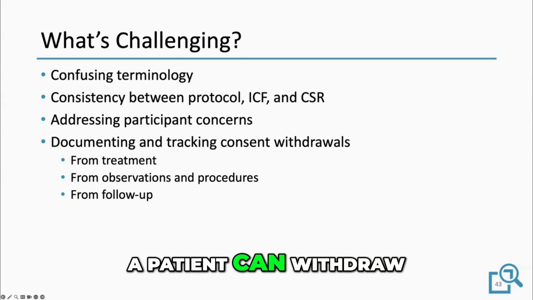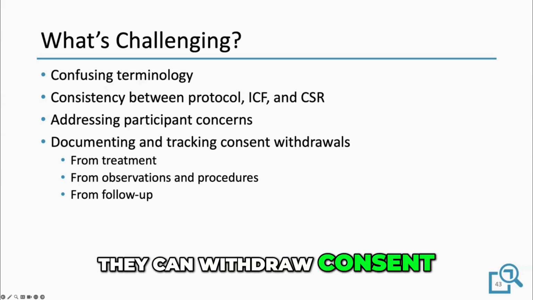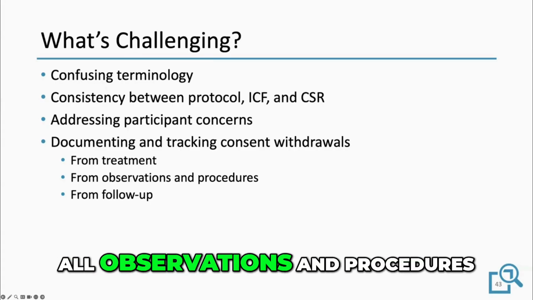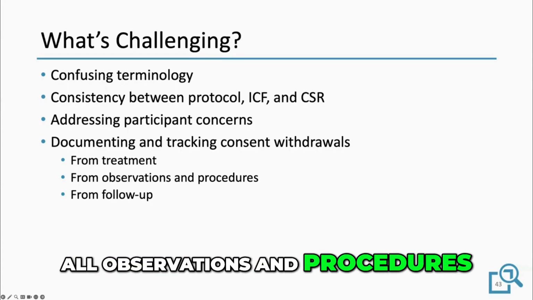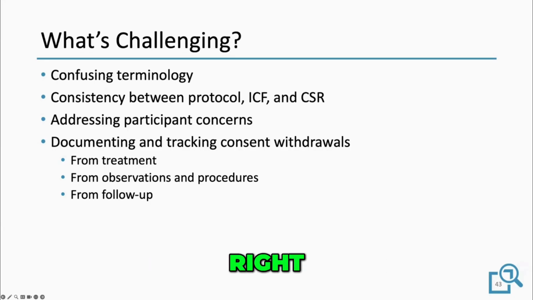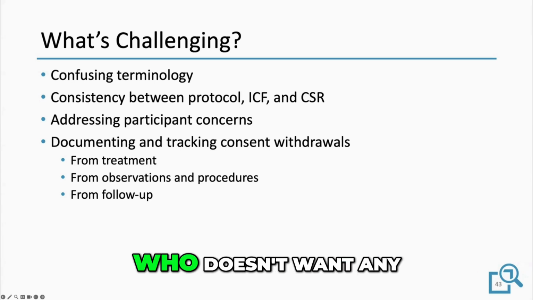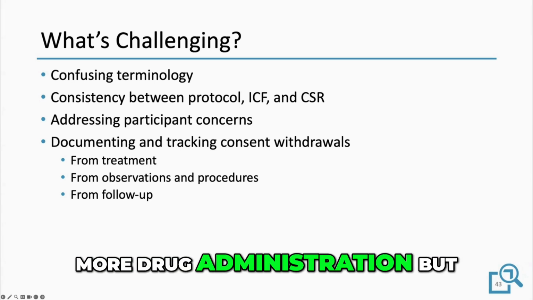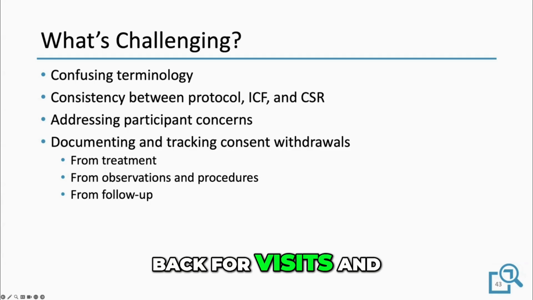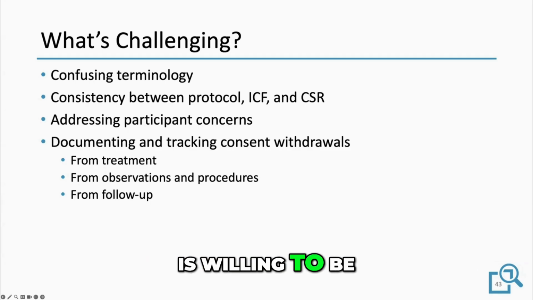So a patient can withdraw consent for treatment. They can withdraw consent for treatment and for all observations and procedures. And they can withdraw consent from follow-up, or they can give consent for part of those things, right? And so we might need to differentiate between the patient who doesn't want any more drug administration, but is willing to come back for visits, and distinguish between the patient that won't do either of those things, but is willing to be called for follow-up, right? And so the question is, how are we going to do that?